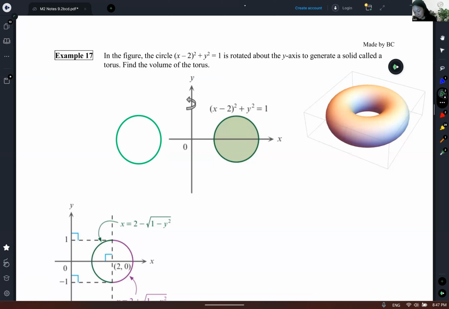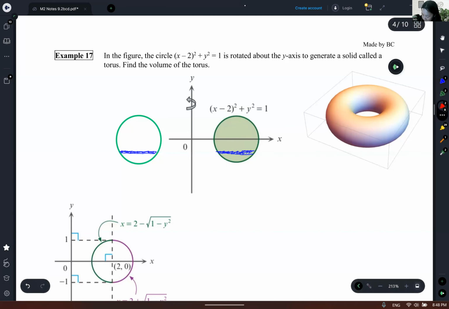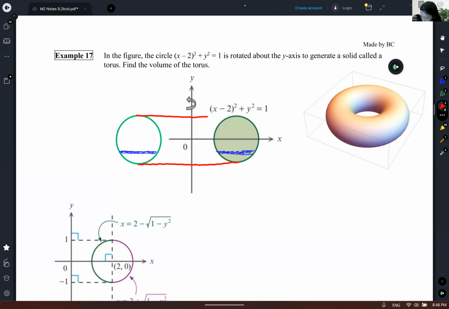Okay, and then I will need, because I'm cutting it into pieces, this is one piece. This is one piece. And this piece is a ring. I will need the bottom and the top. This is the bottom piece. This is the top piece. And this is the middle. So the bottom and top I need.